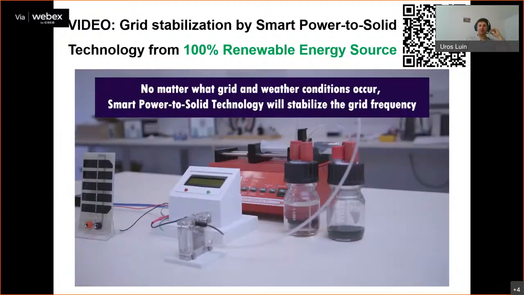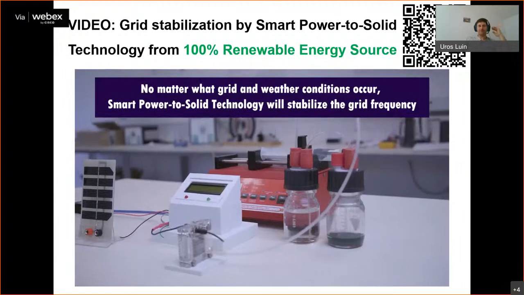Yeah, the final scenario is the stable grid. Okay.